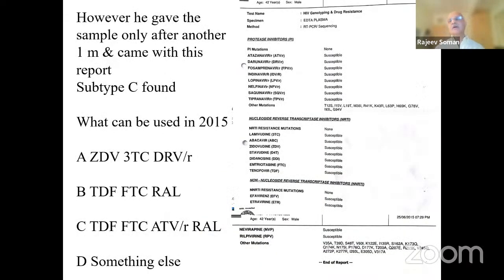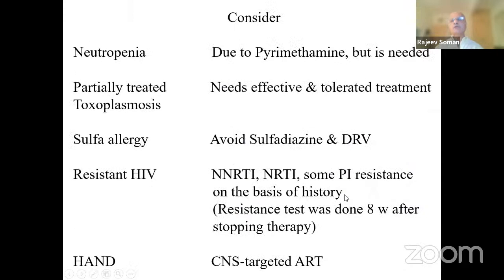He was asked for his resistance test, but he gave the sample only after another 1 month. That was almost 7-8 weeks after having stopped his treatment. And he came back with this report in which subtype C was found and no resistance was found. Lots of mutations, but most of them are polymorphisms. So what can be used as treatment in 2015? That is the question which we were facing at that time. And none of these would probably be best for him, and we'll see the reasons why those are not too good.